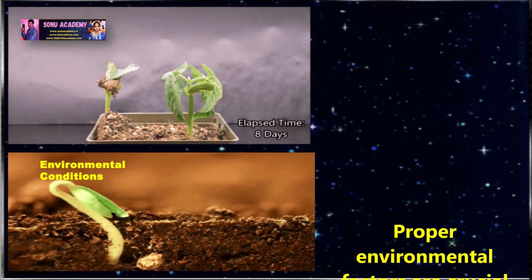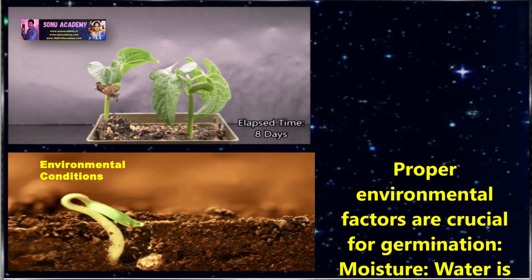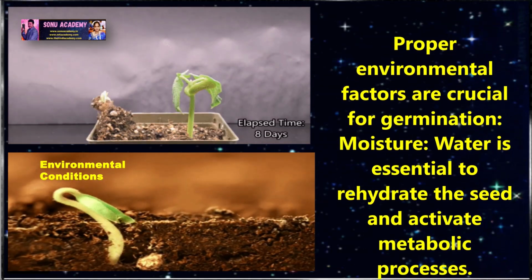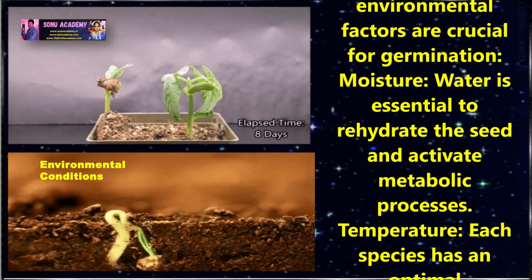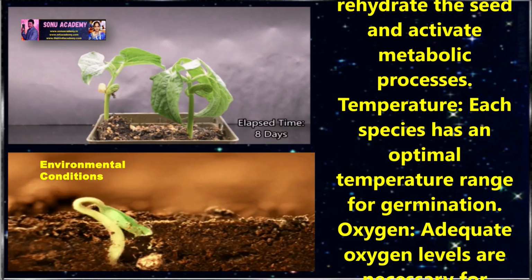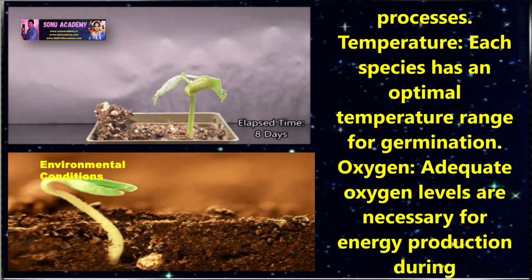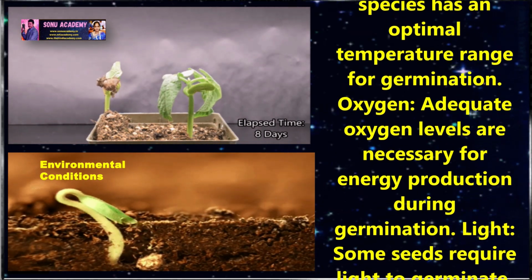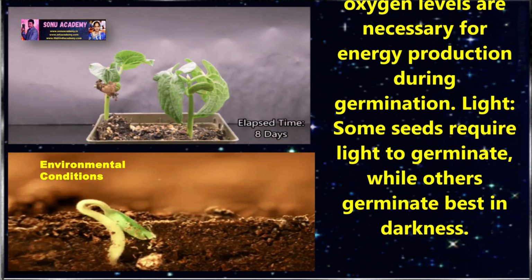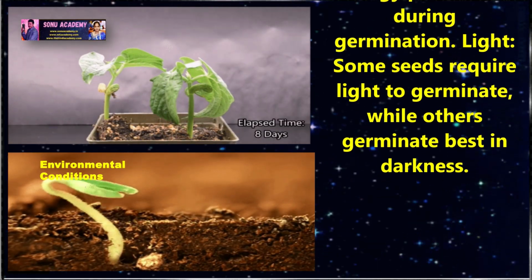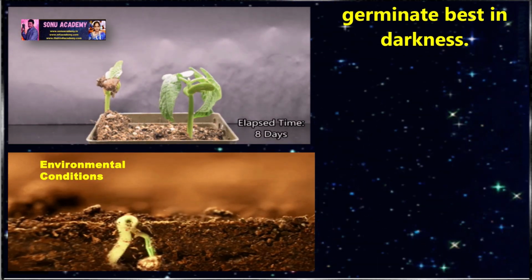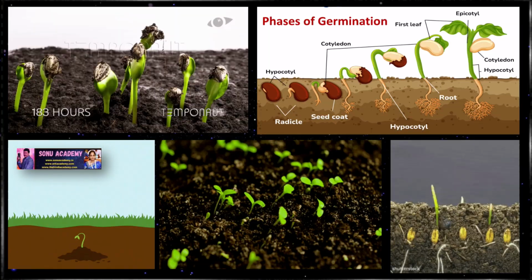Next, environmental conditions. Children, proper environmental factors are crucial for germination. Let us see what those are. First one is moisture. Water is essential to rehydrate the seed and activate metabolic processes. Second one is temperature. Each species has an optimal temperature range for germination. Third one is oxygen. Adequate oxygen levels are necessary for energy production during germination. Fourth one is light. Some seeds require light to germinate while other seeds do best in darkness.